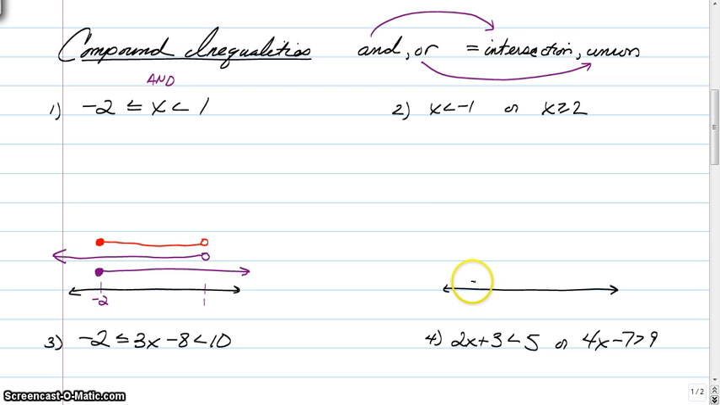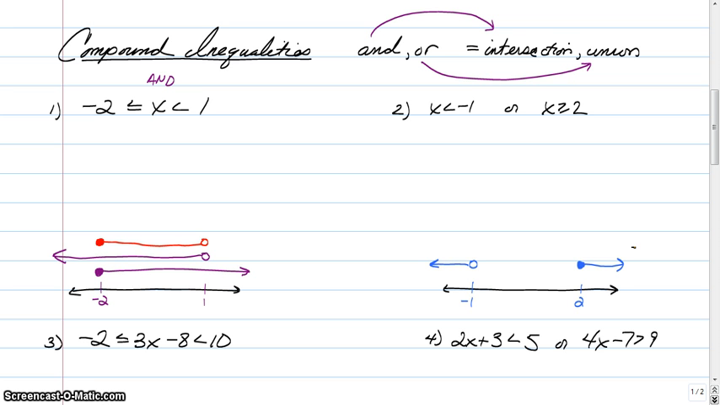Okay, so we have our -1 and our 2. This says x is less than -1, so open circle above -1, and we point to the left. X is greater than or equal to 2, so we have a solid circle pointing to the right. Now there's no overlap whatsoever, and that's perfectly acceptable with an OR statement because it only has to satisfy one of them. So if I said a number has to be less than -1 or greater than or equal to 2, we can have multiple correct answers.